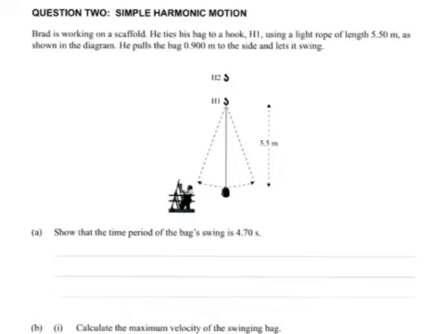Question 2, we're dealing with simple harmonic motion, SHM. Brad is working on a scaffold. He ties his bag to a hook, H1, shown in the diagram, using a light rope of length 5.50 meters. He pulls the bag 0.900 meters to the side and lets it swing.